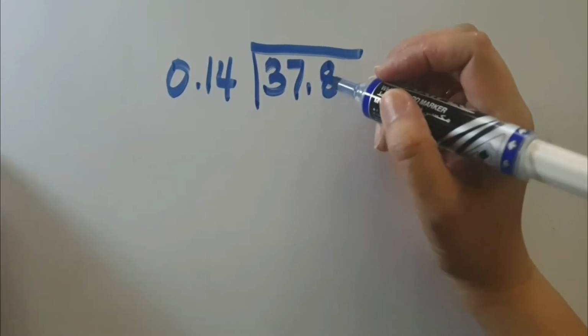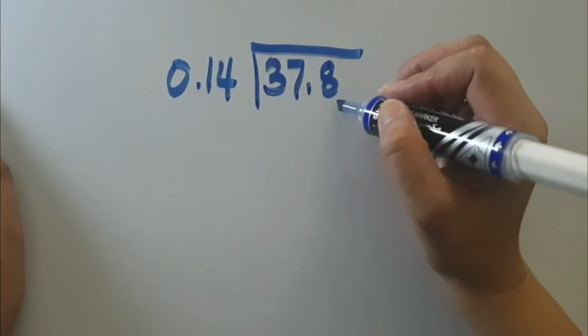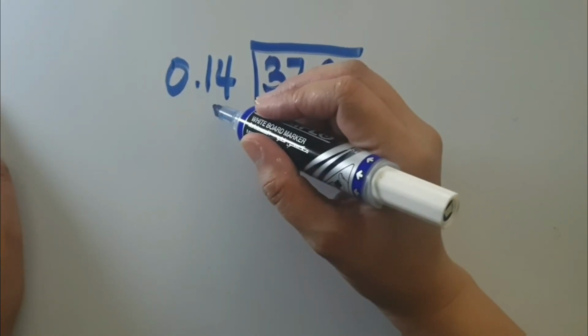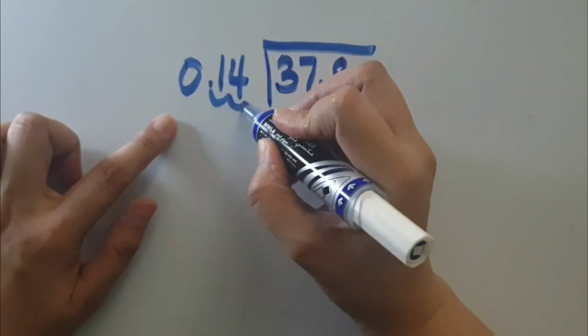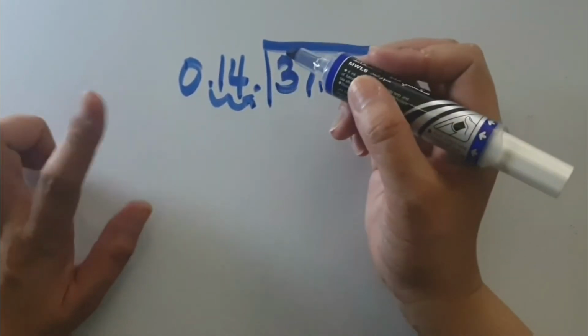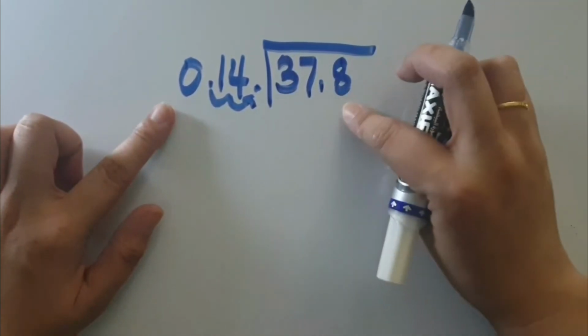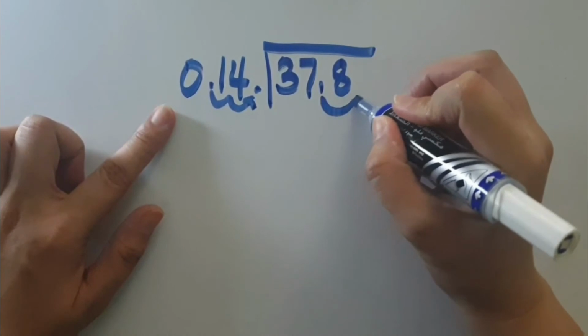Now, let us try this one. We have 37.8 divided by 0.14. So, check your divisor first. So, we need to move 2 places to the right. Whatever you do with the divisor, do it with your dividend. Move 2 places to the right.